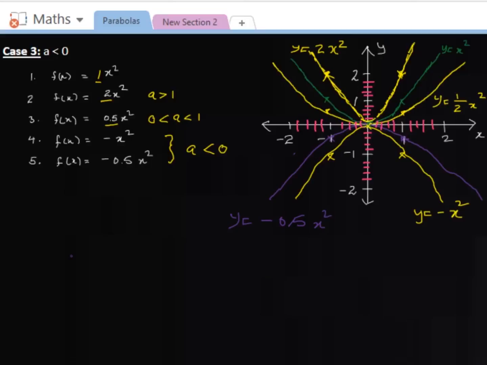Now we can see the impact of a having the value less than 0 on the graph of a parabola. We see that the graph of a parabola, if a has the value less than 0, is facing down, whereas parabolas with a values greater than 0 are facing up. That is, a parabola with the a value greater than 0 faces up. This is a parabola with the a value greater than 0. Whereas a parabola with the a value less than 0 faces down. This is the end of our video on the impact of the value of a on the graph of a parabola.